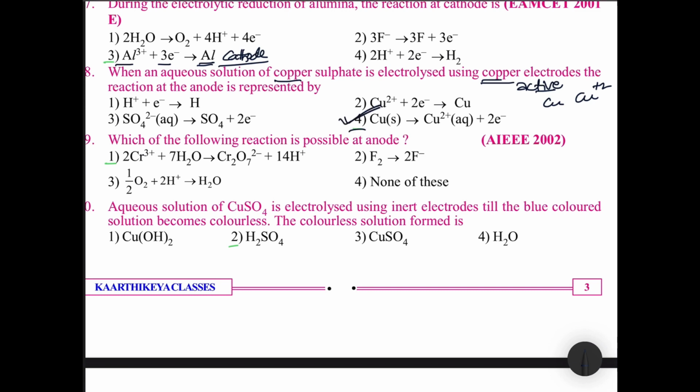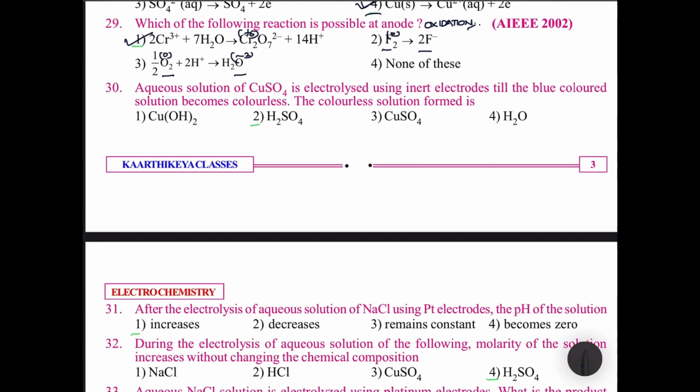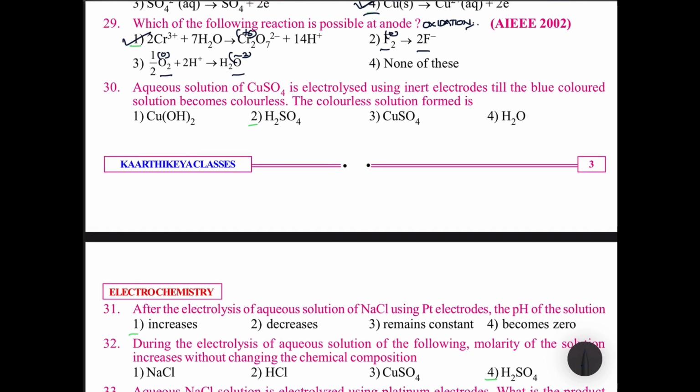One very interesting question it is. Which of the following reactions is possible at anode? Generally at anode oxidation takes place. See here, this is reduction. This is reduction. Oxygen 0 to -2 is reduction. Fluorine 0 to -1 is reduction. But chromium +3 to +6 is oxidation. At anode, oxidation takes place. सही है ना? Yes.